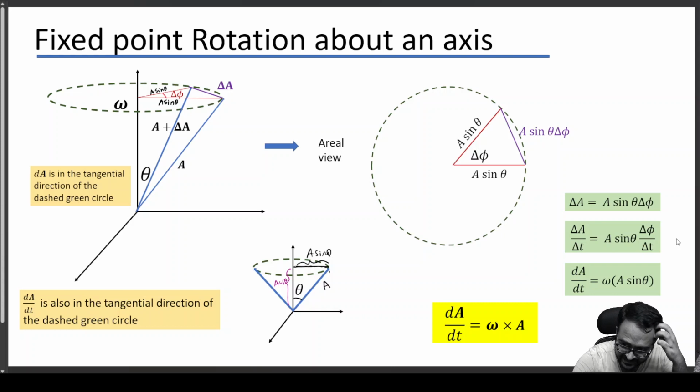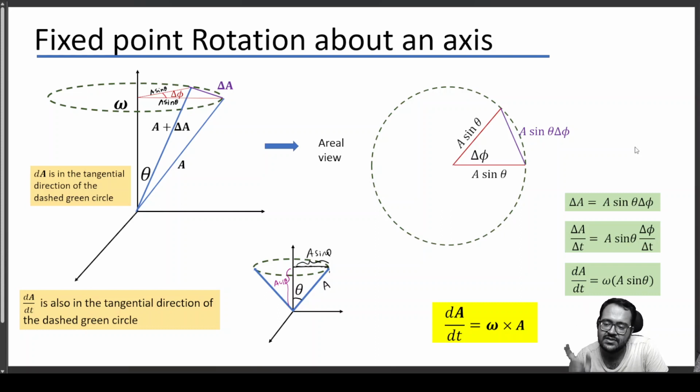Now if you understand this, then everything is very simple. In aerial view, this is A sine theta in the first position, and when it goes to the second position, as it moves in a circle with theta fixed, the radius of the circle remains the same, which is also A sine theta. So delta phi is the angle. When delta phi is very small, this distance is A sine theta delta phi, and that is of course the magnitude of delta A. That's why I'm just writing the magnitudes here. So delta A is A sine theta delta phi, divided by delta t.